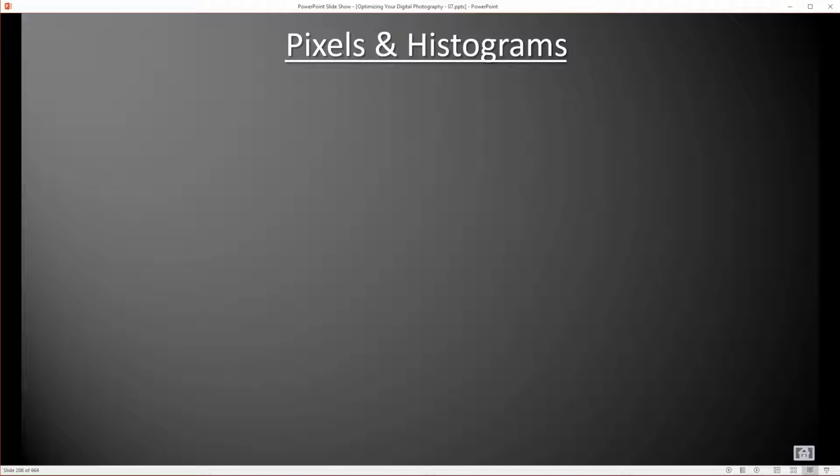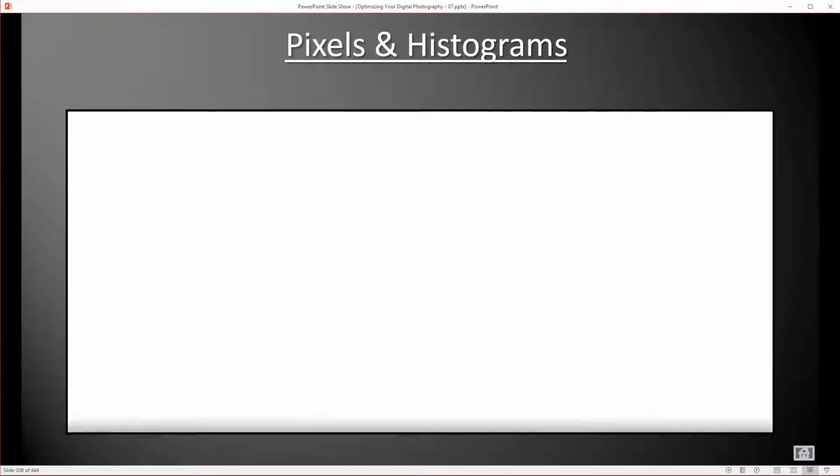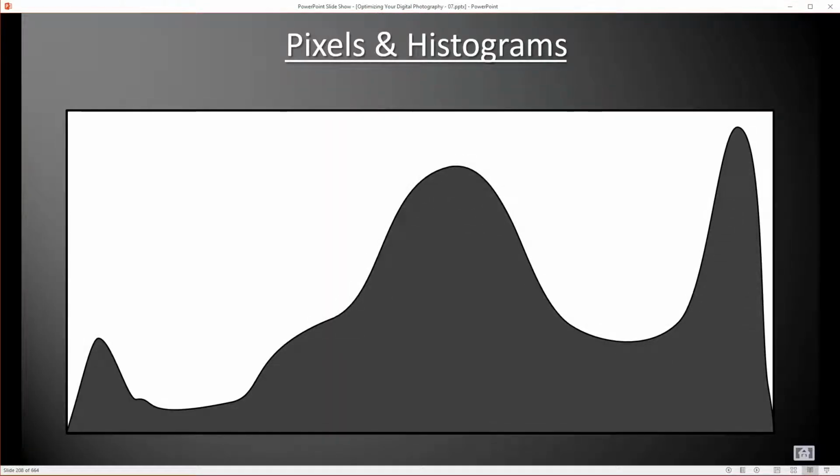Now, I wouldn't recommend looking at the actual image on the back of your camera to establish whether it's correctly exposed or not, because there's too many variables. It's not a high enough quality monitor to actually give you that sort of feedback. But what I would suggest is that you use the histogram, which is a graphical representation of the tonal distribution of brightness within the image.